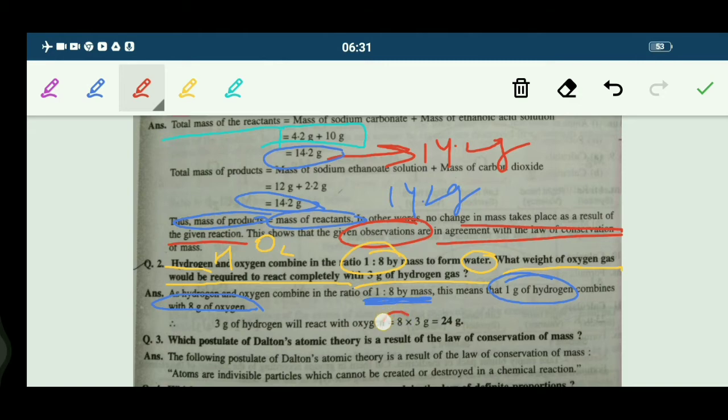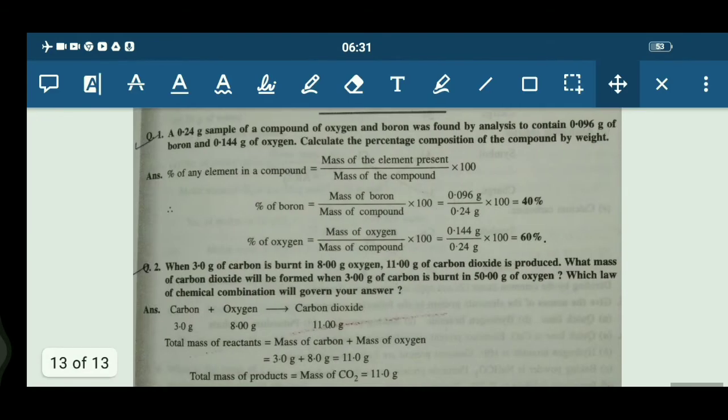So, 8 gram of oxygen, fine, we need to multiply it by 3. The answer would be 24 gram. This is what the question is: what weight of oxygen gas would be required to react completely with 3 gram of hydrogen gas? So, we need to multiply this 3 with oxygen mass, and oxygen mass is 8 gram. Simply multiply it with that and the answer would be 24 gram.